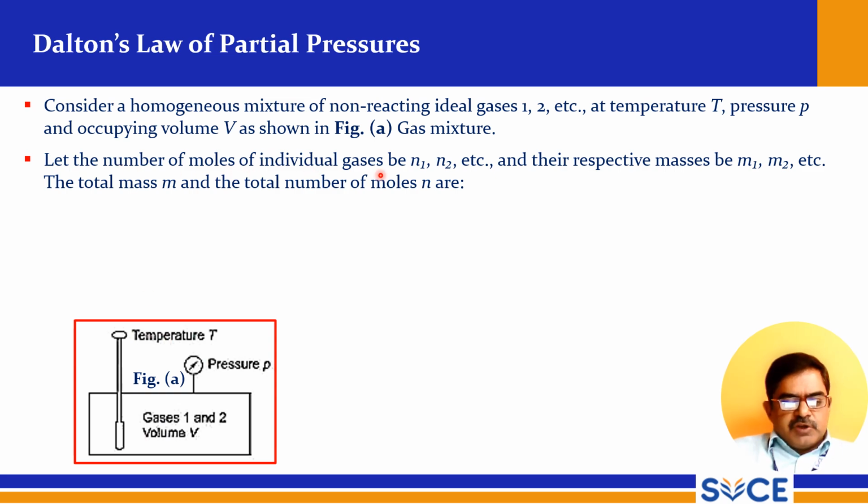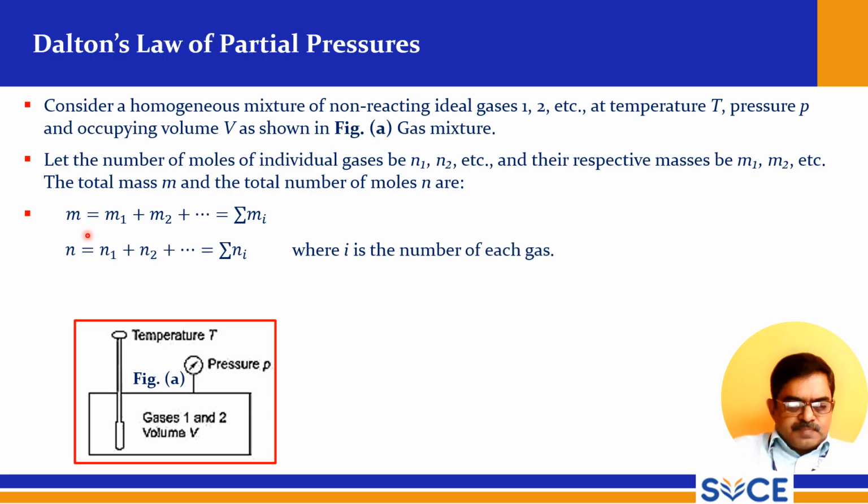Let the number of moles of the individual gases be N1, N2, etc., and then the respective masses will be M1, M2, etc. The total mass M and the total number of moles N are: M equals M1 plus M2 up to the summation of Mi. So the masses of all the individual gases are summed to obtain the total mass, and N is equal to N1 plus N2 and so on, so that is the number of moles.